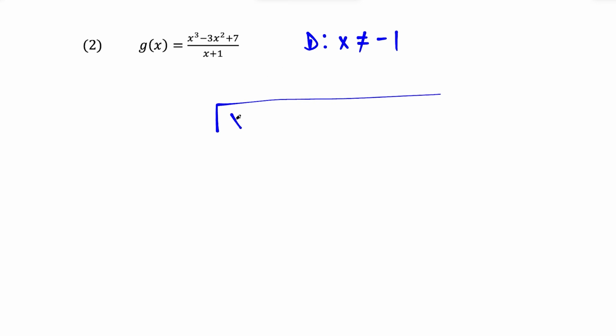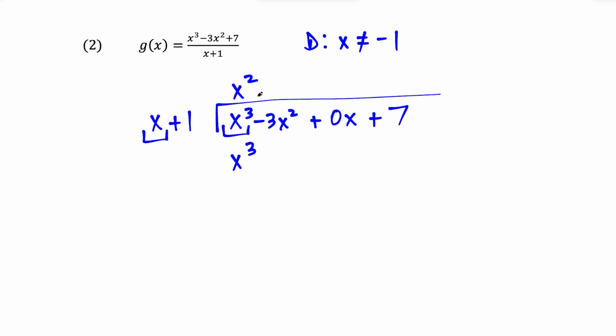So we have x to the third minus 3x squared. There's no x term, so I'm going to put a plus 0x as a placeholder. And then we have plus 7. And from here, we're going to divide by x plus 1. So we're just going to focus on the leading terms here. So x to the third divided by x is x squared. And now we could distribute. x squared times x is x to the third. x squared times 1 is x squared. And we're going to subtract these two terms here.